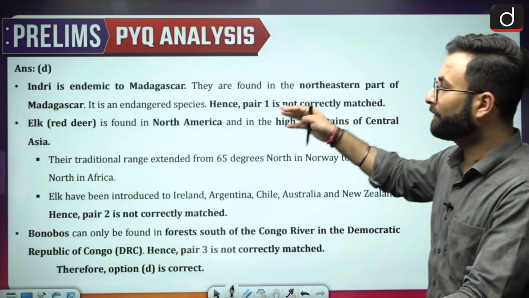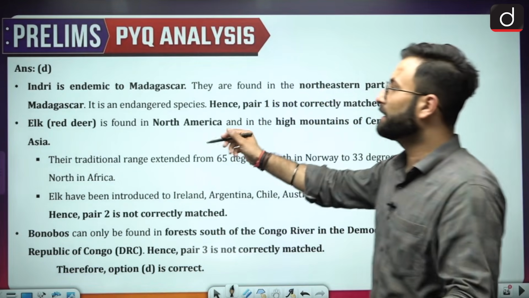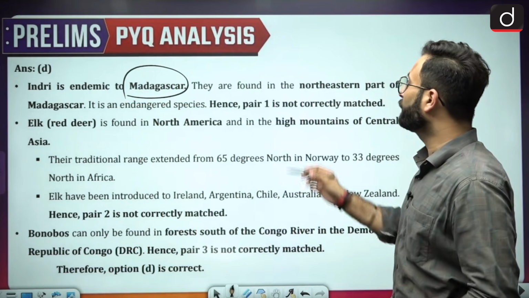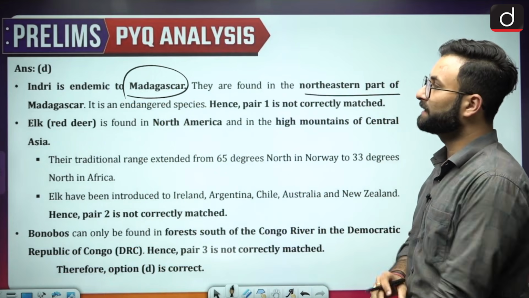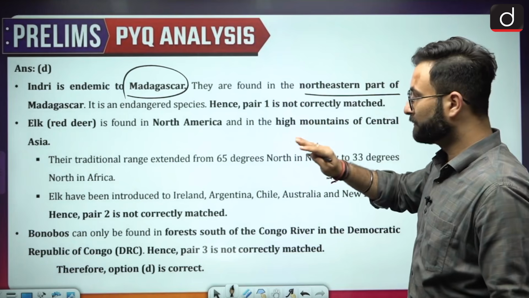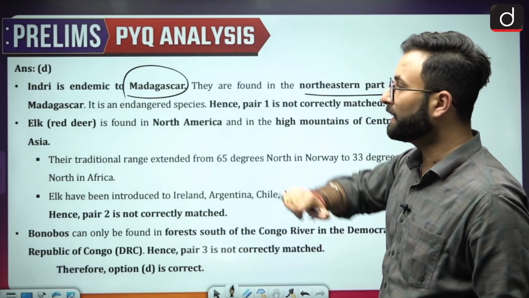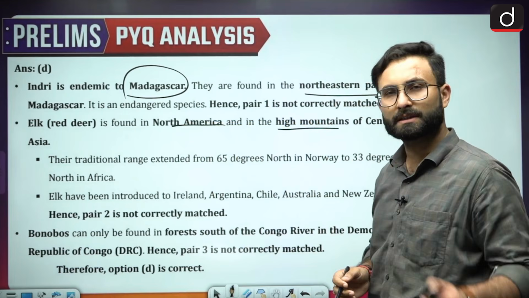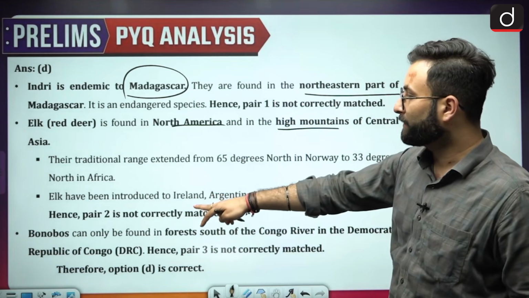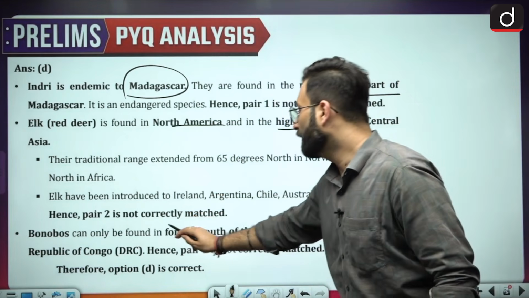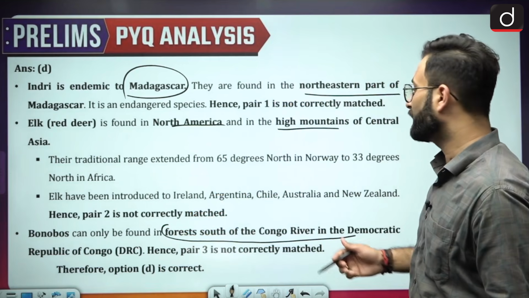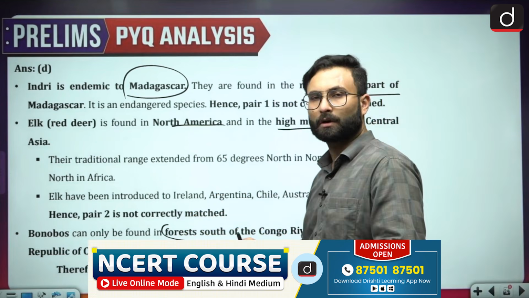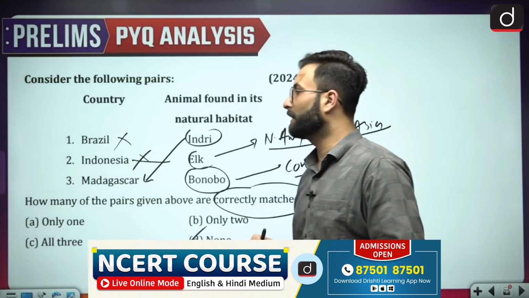Here you can see I have given the explanation over here. Indri is an endemic animal to Madagascar. They are found in the northeastern parts of Madagascar. It is an endangered species, and that is why it is not correct. Coming to the next one, elk, that is the red deer, is generally found in North America and the high mountains of Central Asia. Coming to the next one, bonobos are found in the forest south of the Congo River in the Democratic Republic of Congo, that is DRC. So in the little bit south of the Congo basin, you will have these bonobos.